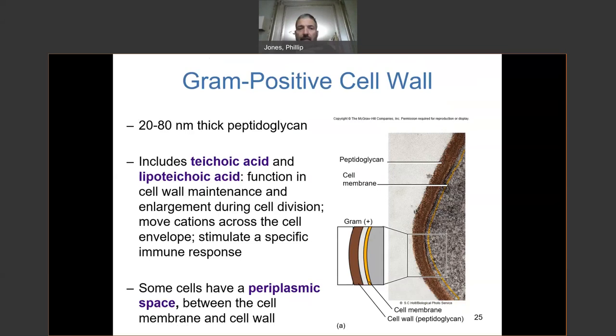It moves cations across the cell envelope and stimulates a specific immune response. So the lipoteichoic acid and teichoic acid, gram-positive bacteria, they release a lot of exotoxins, which can make people very, very sick. Had a Staph aureus food infection, food intoxication, sorry. Intoxication.